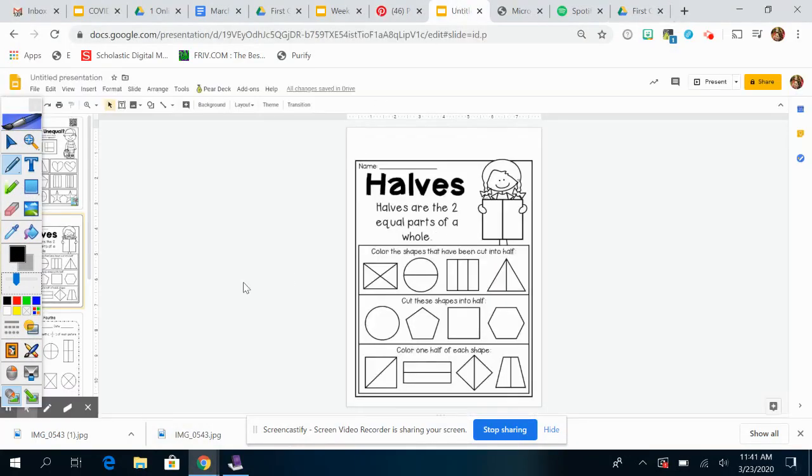Okay, so today for your work, you're going to be completing this halves paper. I want you to color the shapes that have been cut into half. I'm also going to have you partition shapes into half.